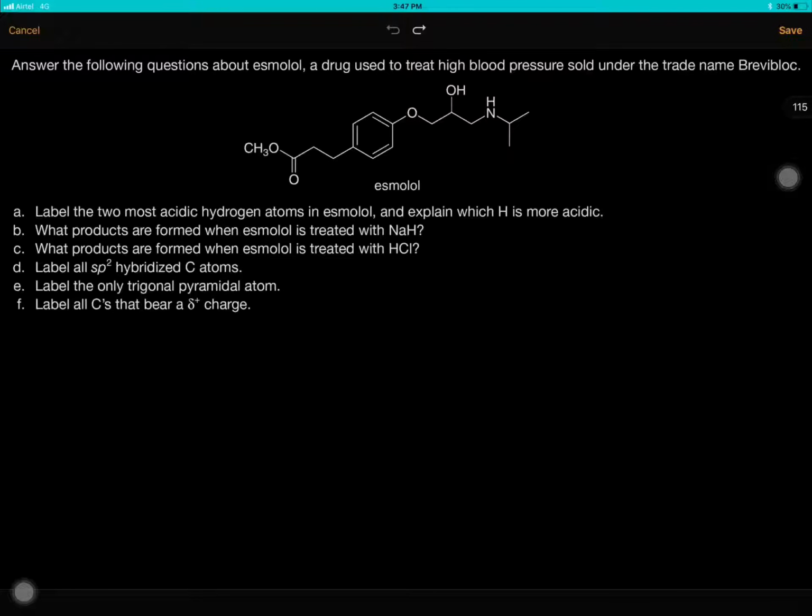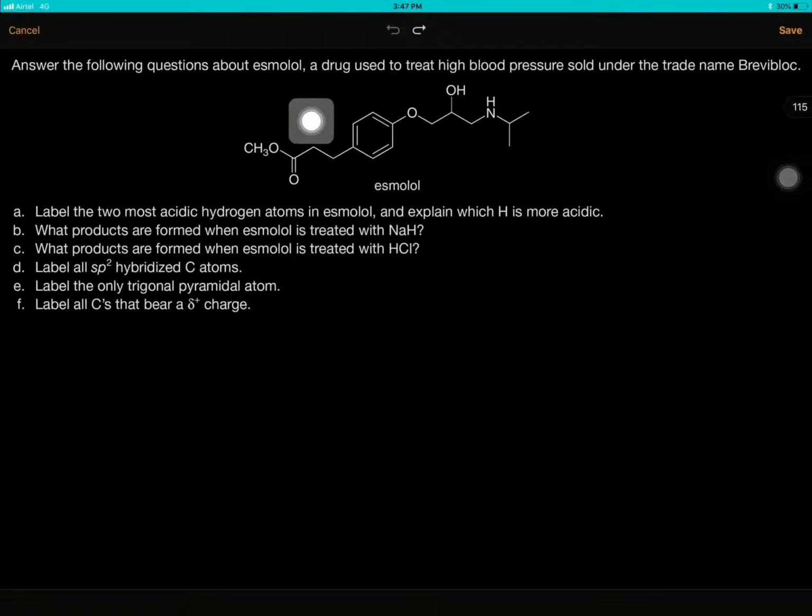Let's solve a problem that is based on hybridization as well as finding the most acidic hydrogen in the molecule. So the question is, let's see. Answer the following questions about esmolol, a drug that is used to treat high blood pressure, that is basically a beta blocker, that is sold under the trade name of Brevibloc.